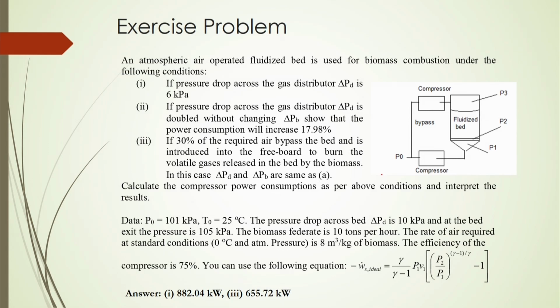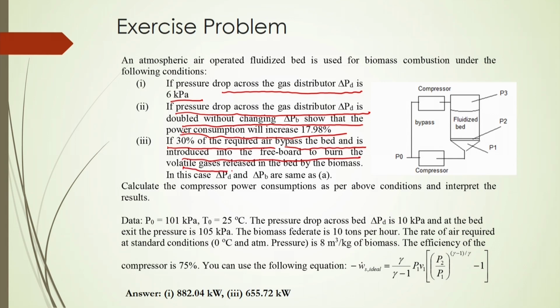Now, if we do another exercise problem here, you can get the same way. Now, if pressure drop across the gas distributor is 6 kPa, then what should be the power consumption? If pressure drop across the gas distributor is doubled without changing delta P, we show that power consumption will increase 17.98%. If 30% of the required air bypasses the bed and air is introduced into the freeboard to burn the volatile gases released in the bed by the biomass, in this case delta P and delta V are same as A. So, at this operating condition of initial pressure and T0, what should be the power consumption if the compressor efficiency is 75%?